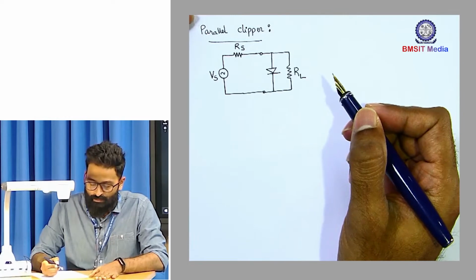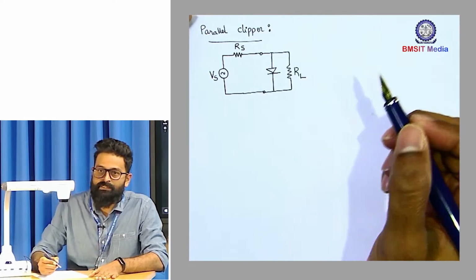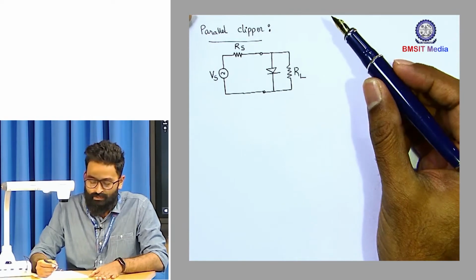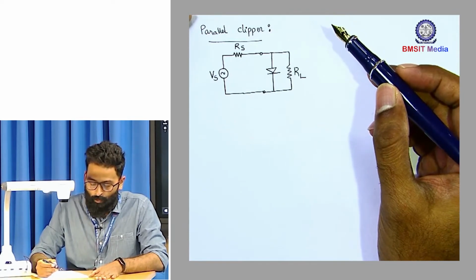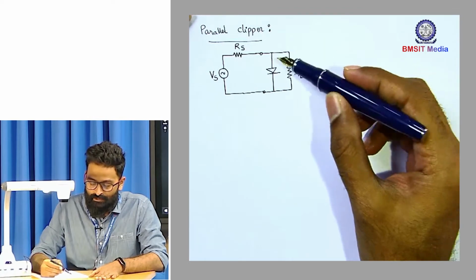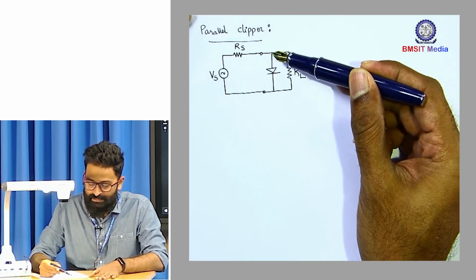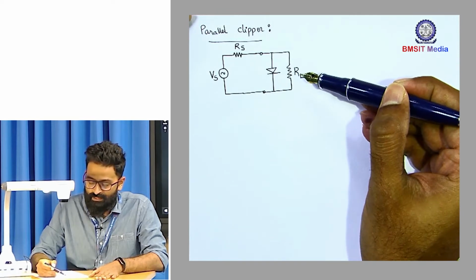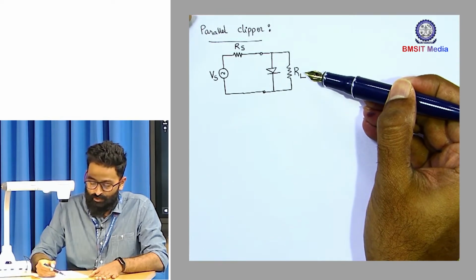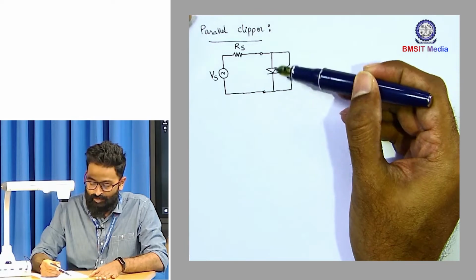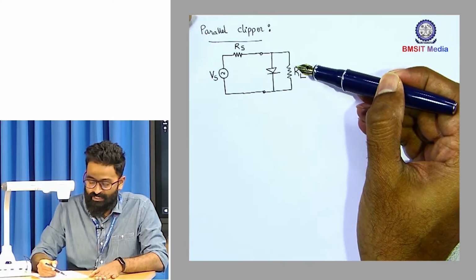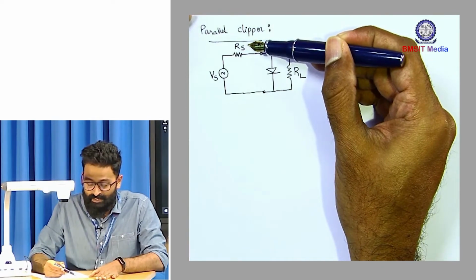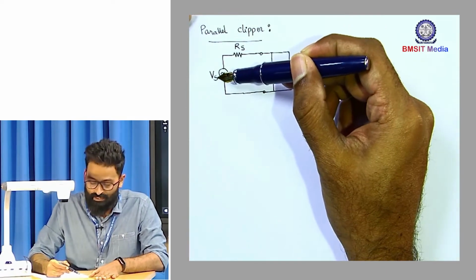Welcome back. In the previous class we studied series clippers. So today let us look at the parallel clipper. In the case of a parallel clipper, the diode is placed in parallel with the load resistor. Over here RL is the load resistor. As you can observe, the diode is placed across, or in parallel with, the load resistor RL. RS is the current limiting resistor and Vs is the input source.